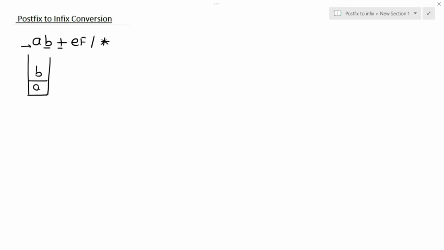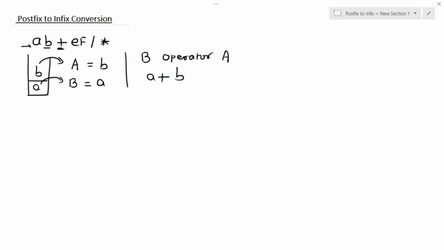So here we are going to push operands into the stack until an operator comes. Now we have pushed A and B into the stack, but the third symbol is plus. So in order to insert plus, we are going to remove these operands. We remove B from the stack and store it into A, and then we remove A from the stack and store it into variable B. So here the rule is B operator A. That means the value of B is A, the operator is plus, and the value of A is B. So the new expression we get, this is an infix expression, and that is A plus B. So we push A plus B into the stack because it is an expression.